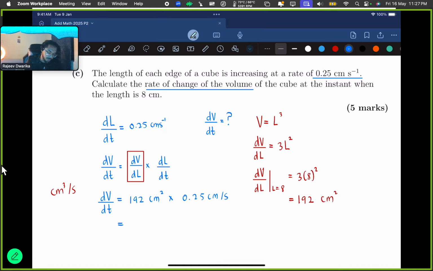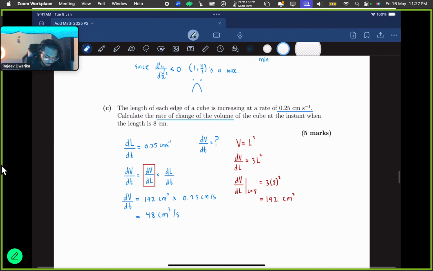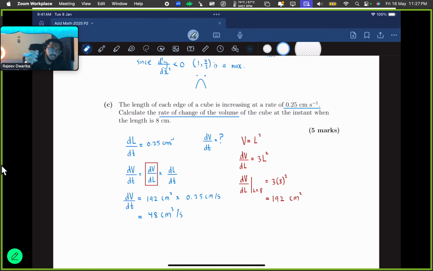So what is 0.25 of 192? Divided by 4, that'll be 48. And centimeter squared times centimeter per second will give you centimeters cubed per second. So are we dimensionally correct? You're a physics student, you should know what dimensionally correct is. Yes, we are dimensionally correct. Easy 5 marks. They didn't even bring the trick. We had to reciprocate. Right, so that was good.